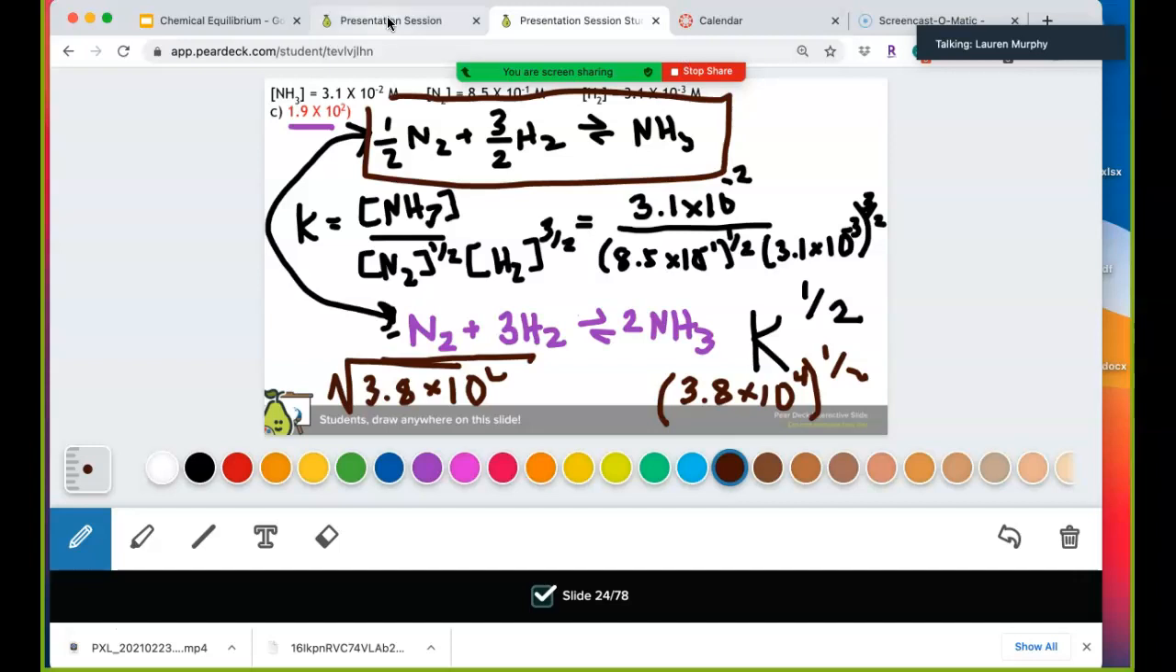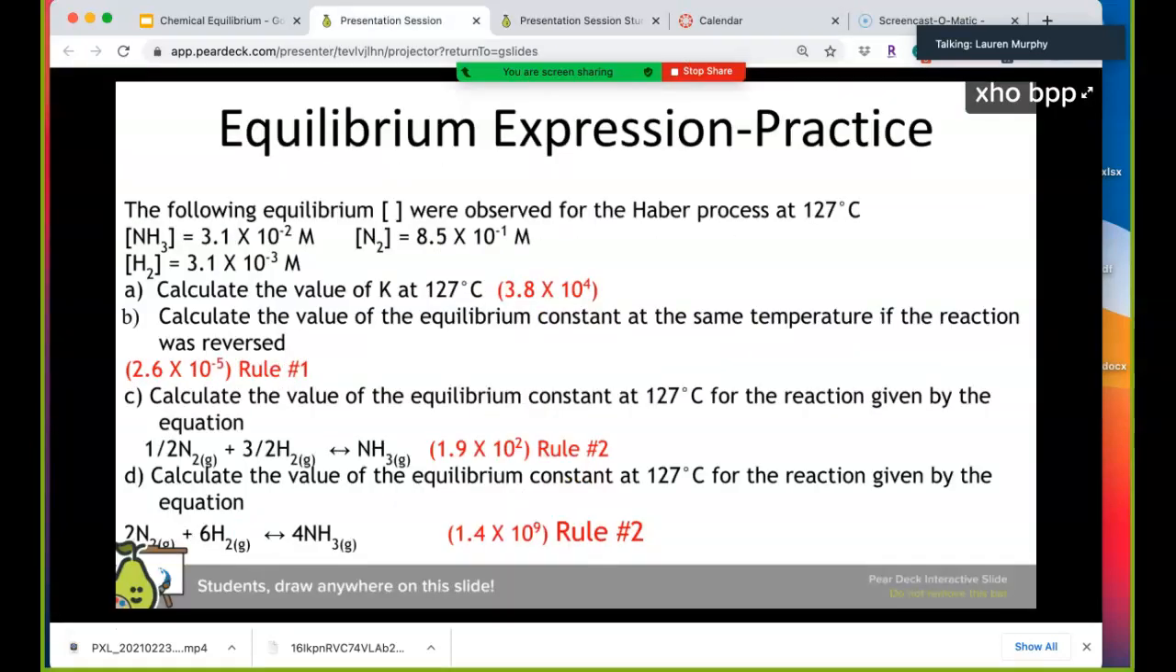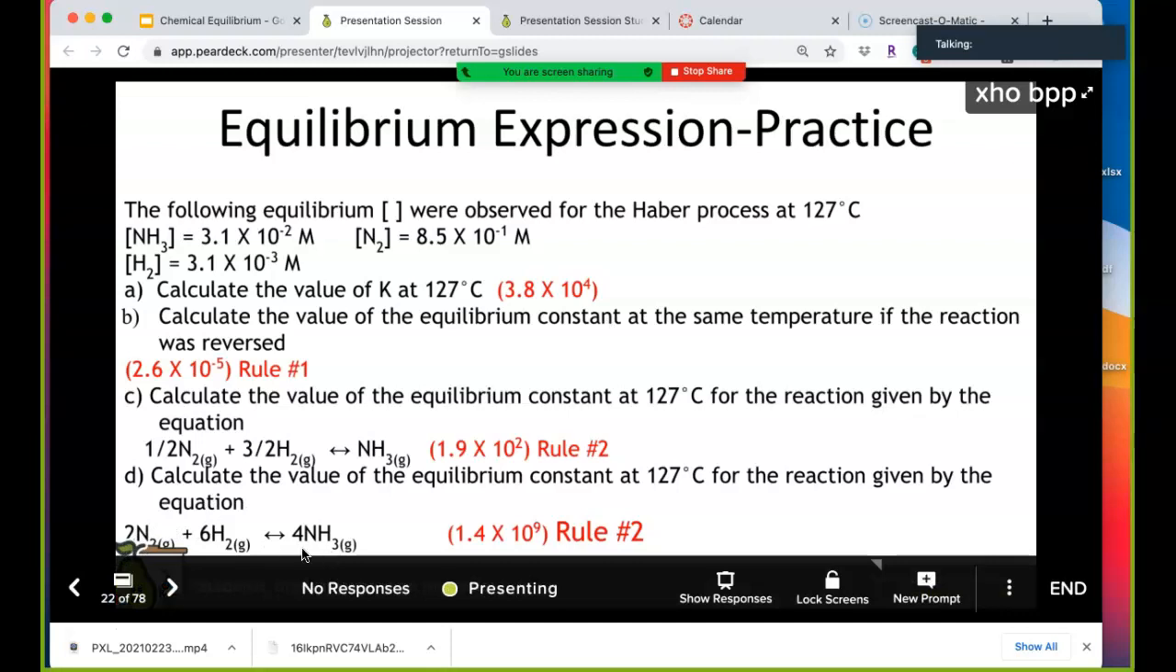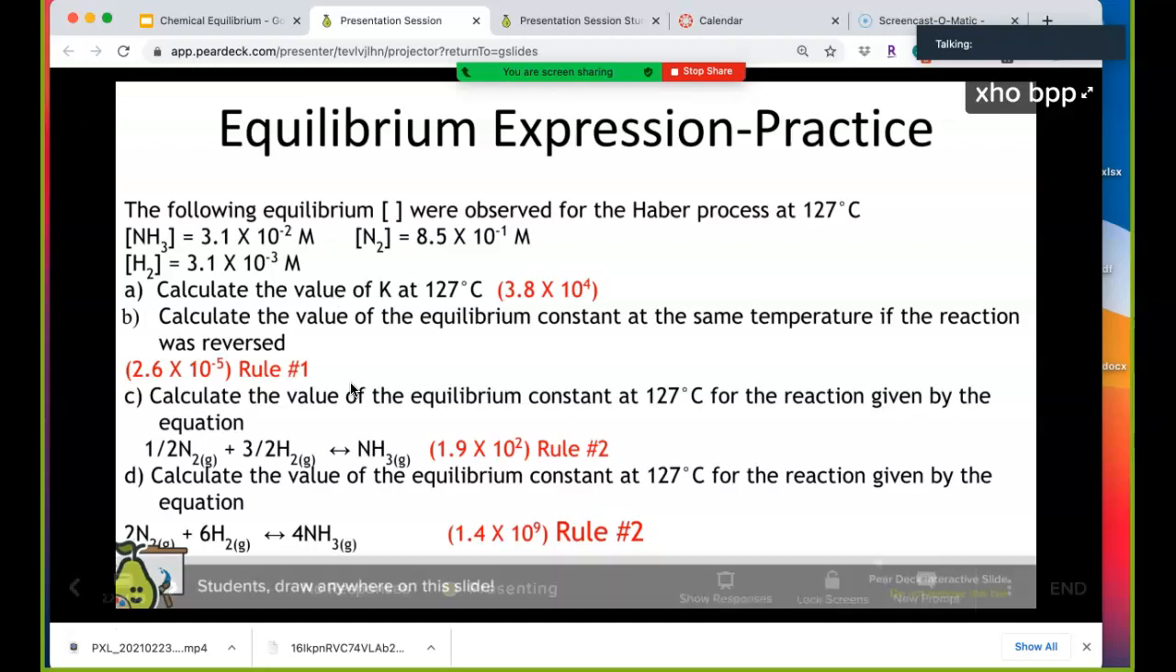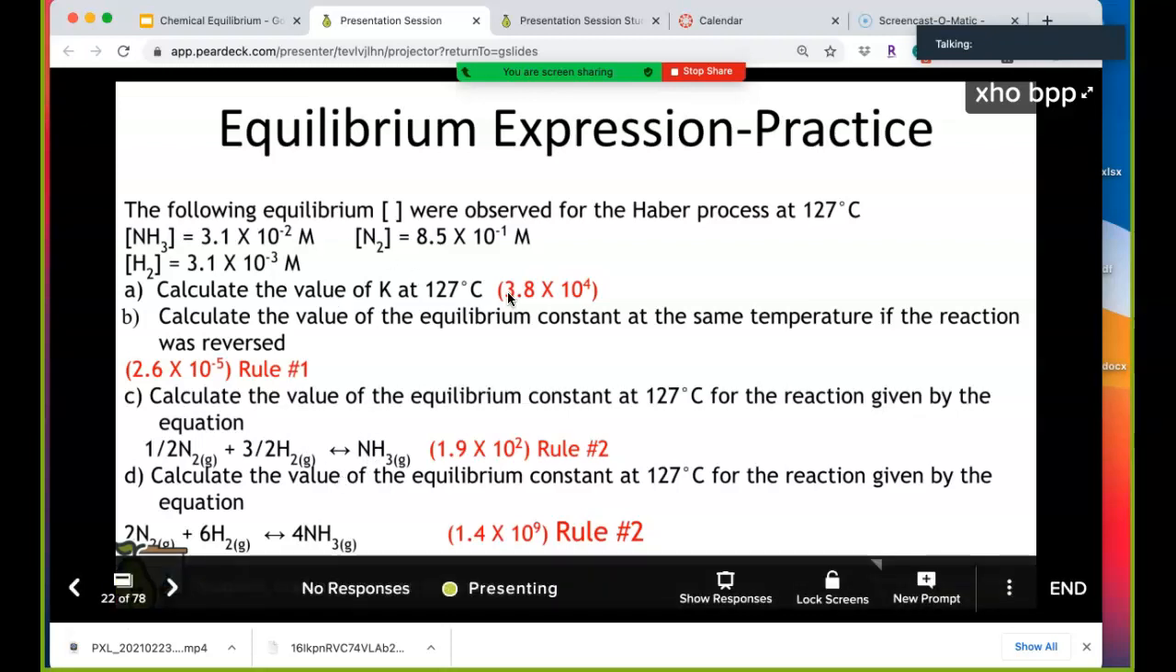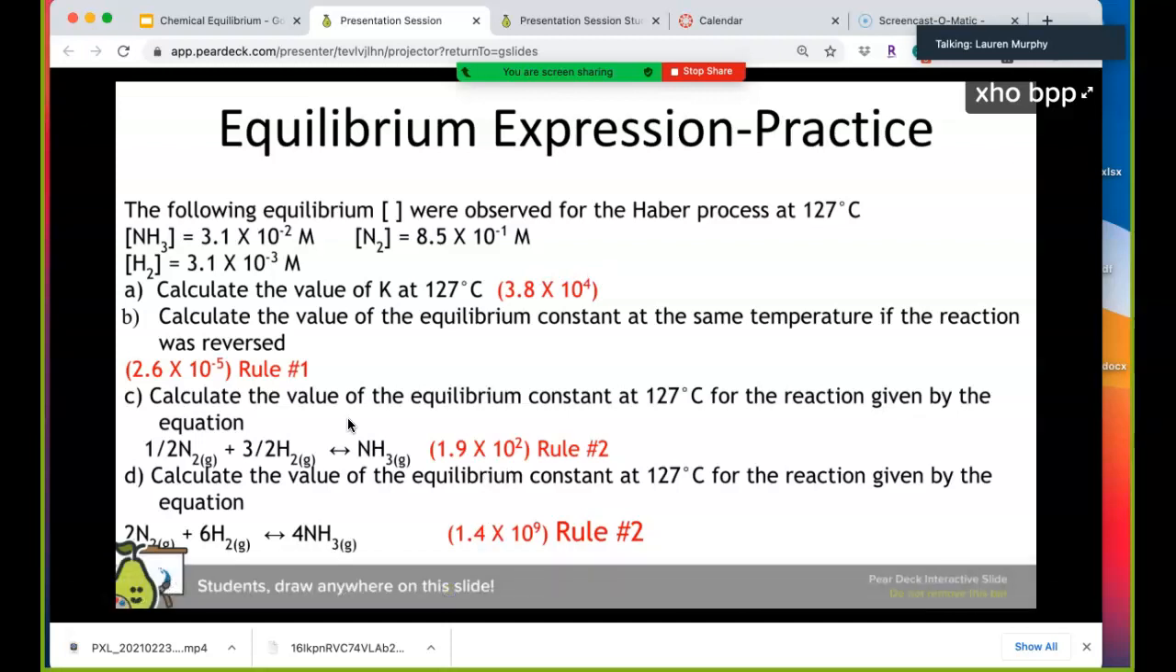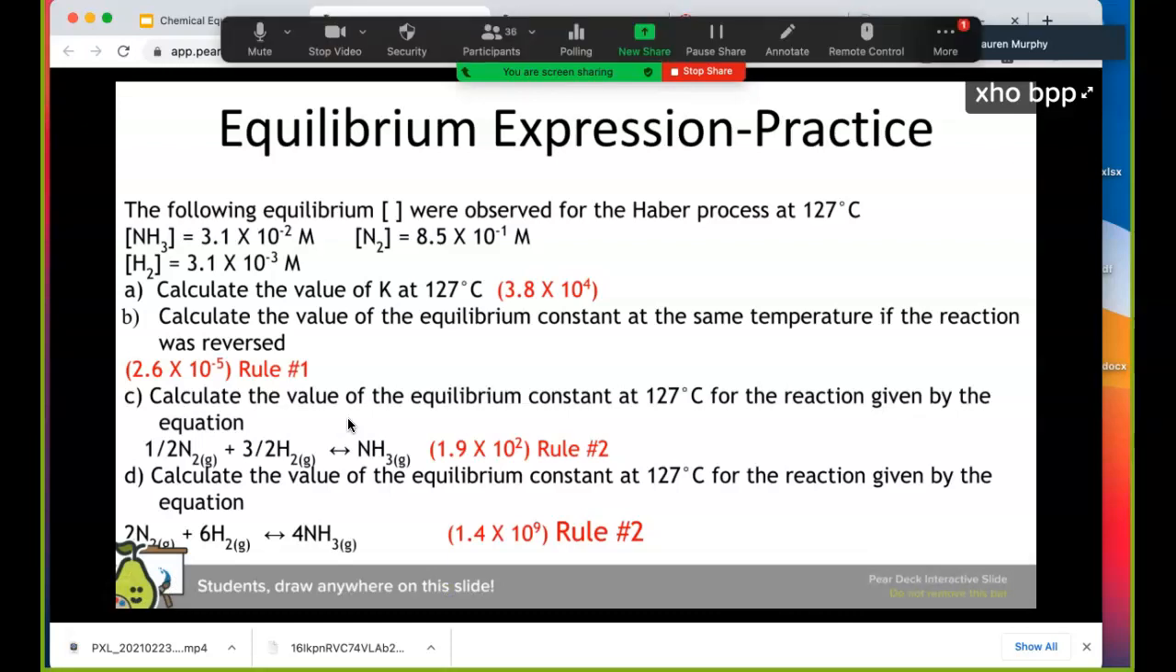I'm not going to do the part D, but I am just going to show it to you. So if you look at part D, this one is double my original reaction. You have double the amounts of everything. So you would just take the K from part A and raise it to the 2nd power because my multiplier was a 2. If my multiplier was 3, I'd raise it to the 3rd power. If my multiplier was 17, I would raise it to the 17th power, which it won't ever be that, but just saying.